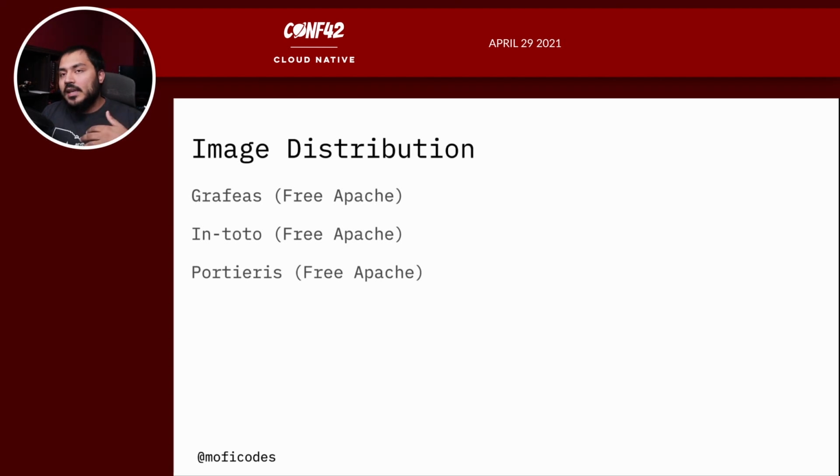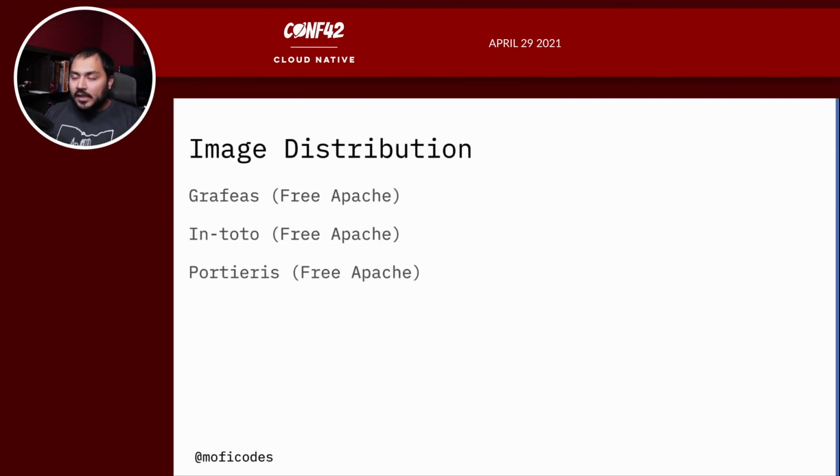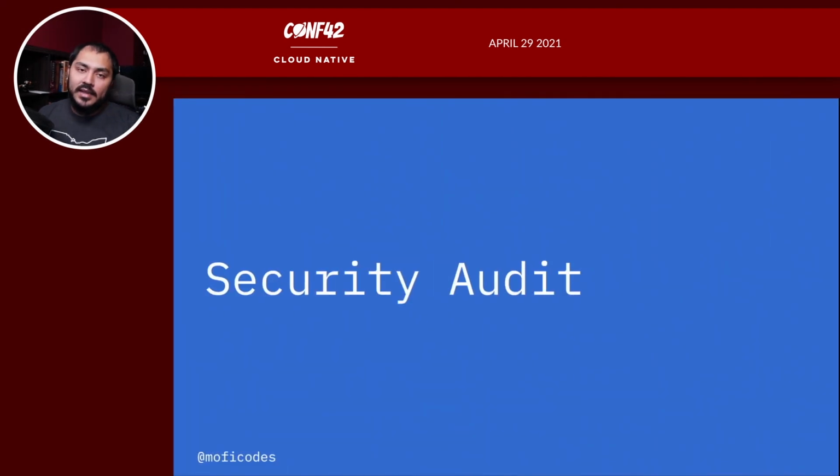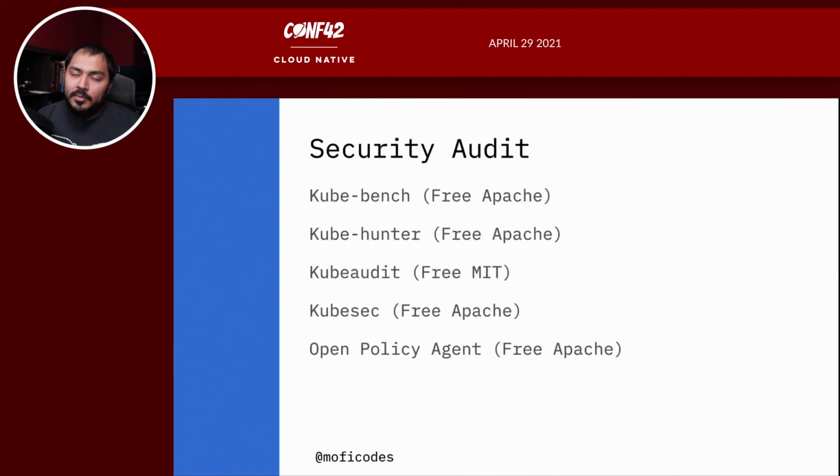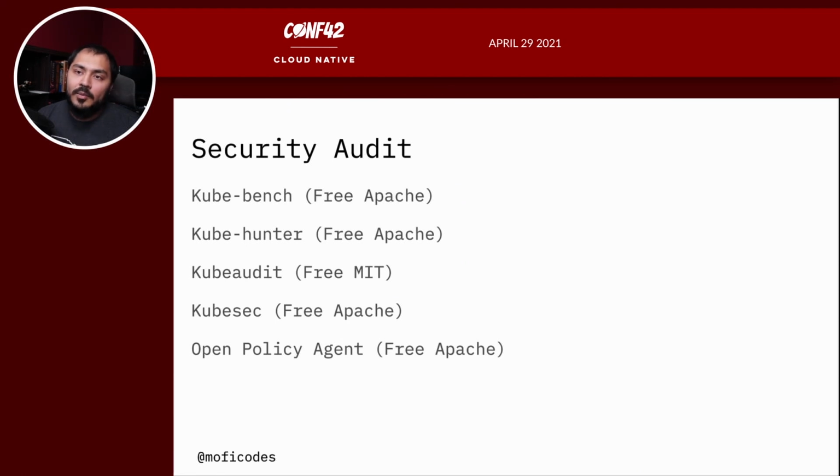They're dealing with the idea of how you can distribute an image from a secure source and securely to your end user. Security audit. For Kubernetes, there are ways to audit both the deployment YAMLs and the cluster itself. For example, tools like Kube-bench or Kube-hunter, they're both from Aqua Security. You can run them against a running cluster, and that can check against some fixed rules to see if your cluster is set up properly.